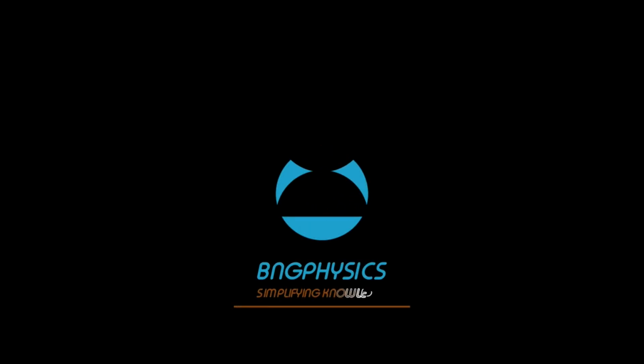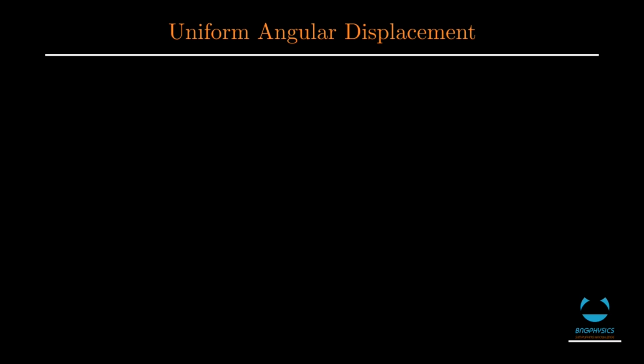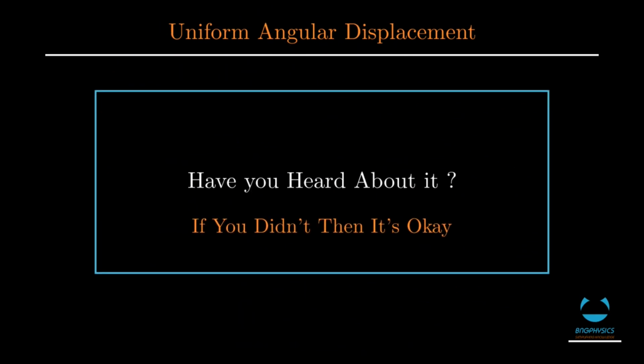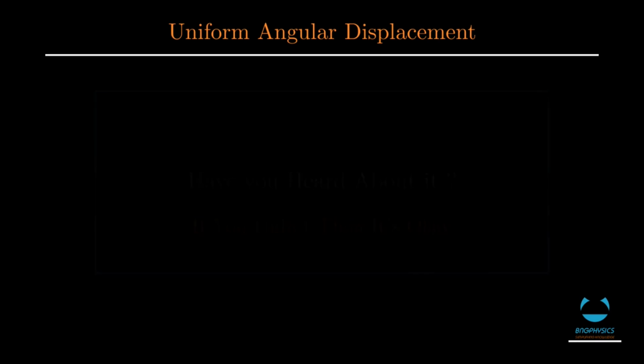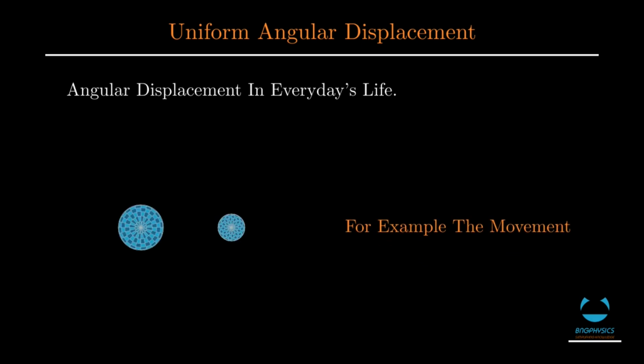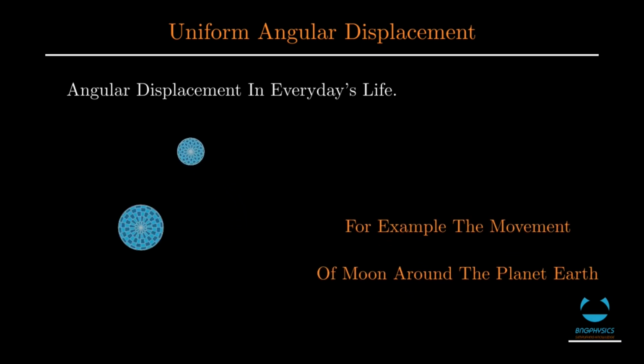In today's video, we're going to talk about uniform angular displacement. You and I will go through different examples that illustrate the physics behind uniform angular displacement and how to calculate it. A real-world example could be found in the motion of the moon while it's rotating around the Earth. Another example could be an orbiting satellite around the Earth.